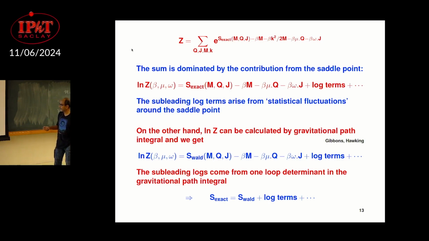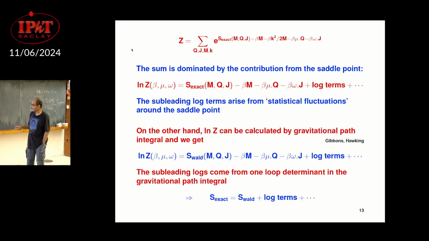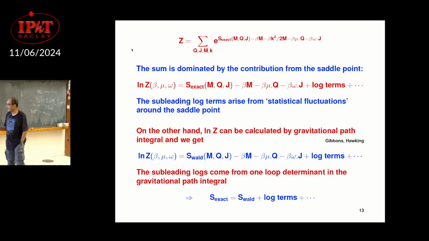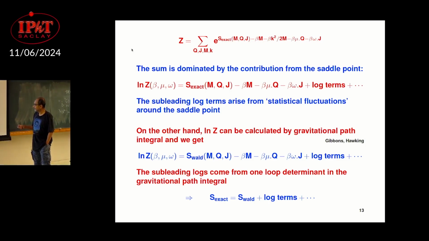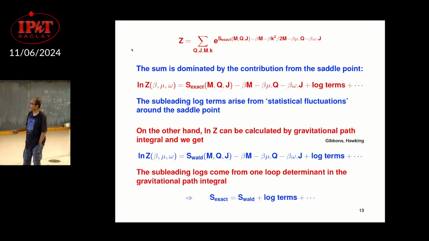And here again there are logarithmic terms, but these logarithmic terms come because you have to compute the one loop determinant of fluctuating fields in the gravitational path integral. So these have different origins. These log terms come from one loop determinants of fluctuations in the gravitational path integral. These log terms come from statistical fluctuations. Nevertheless, we can now compare these two, and we see that these terms cancel, and we get S exact as S Wald plus logarithmic terms, some of which come from the gravitational path integral and some of which come from statistical fluctuations.